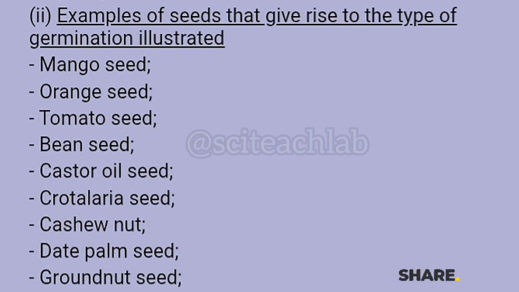And other examples of seeds that have this type of germination are mango seed and orange seed. So they can ask you that as a relationship between specimen D and specimen J, orange fruit. Okay, so we know that orange fruit also has this type of germination. Others are tomato seed, bean seed, castor oil seed, cashew nuts, flamboyant seed, groundnut seed. Just make sure you mention a correct one to score a mark.